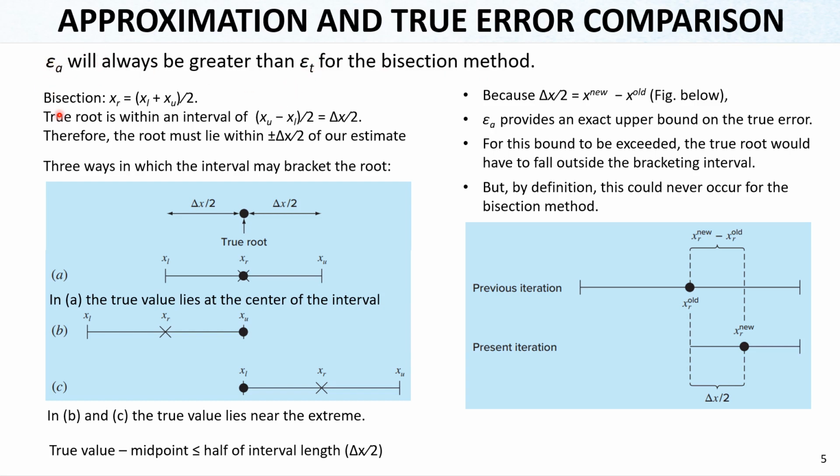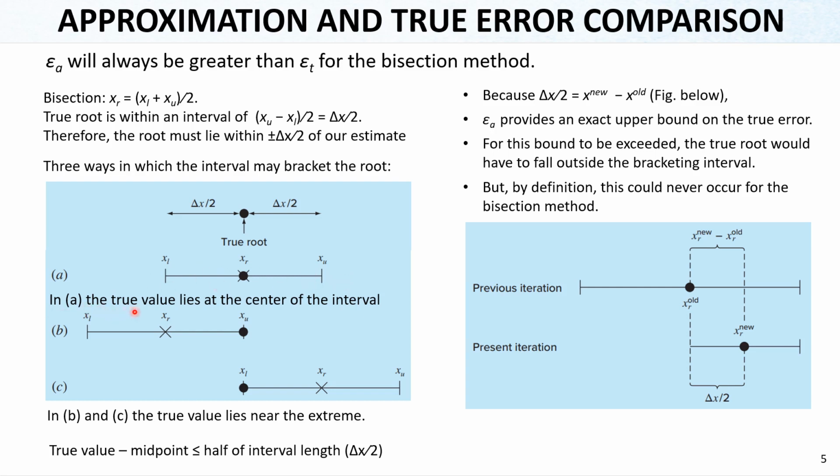Let's try to show how this works. For the bisection, we have a midpoint calculation to get the new prediction. It's basically the lower and upper bound summation divided by 2. It is the midpoint, and the true root is within an interval of delta x divided by 2. So here's an example plot. You can see at A that with xl and xu, the midpoint is xr. The true root is here. So delta x divided by 2 on each side are the range of the new value and the bracket limits, let's say.